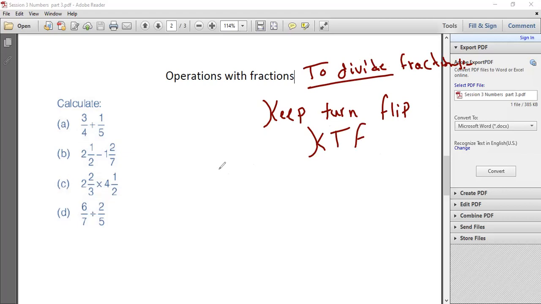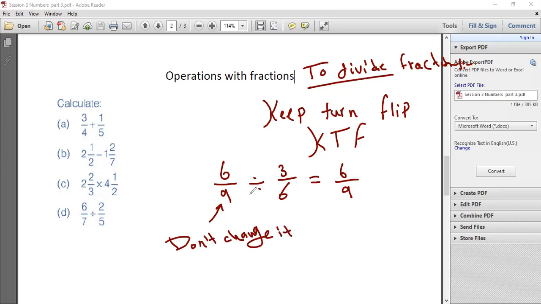Like here, divide 6/9 divide by 3/6. You use keep, turn, flip. You keep the first one as it is. Don't change it. And you turn divide into multiply, and you flip this one to 6/3. Then it will be 6.